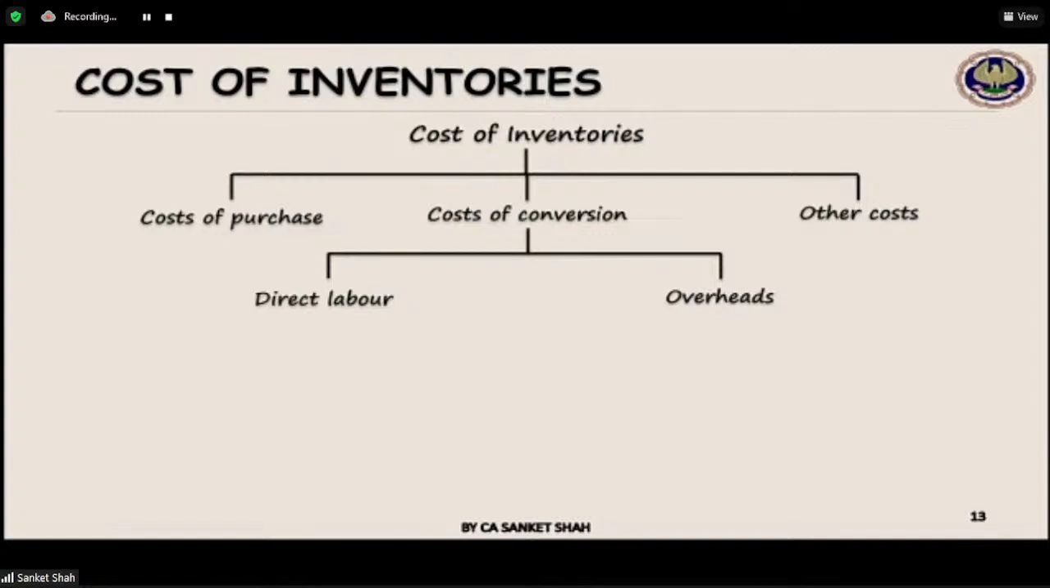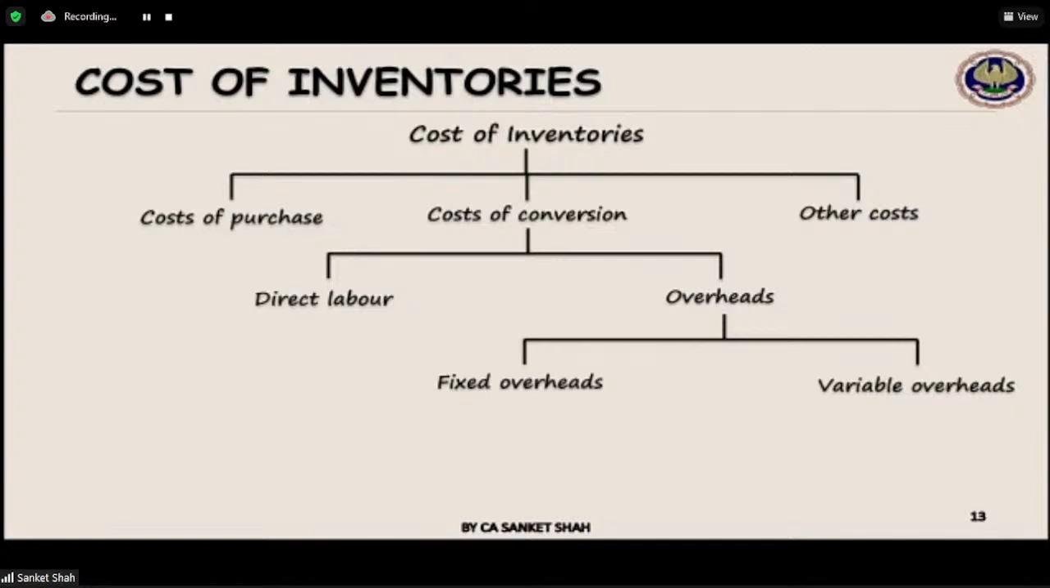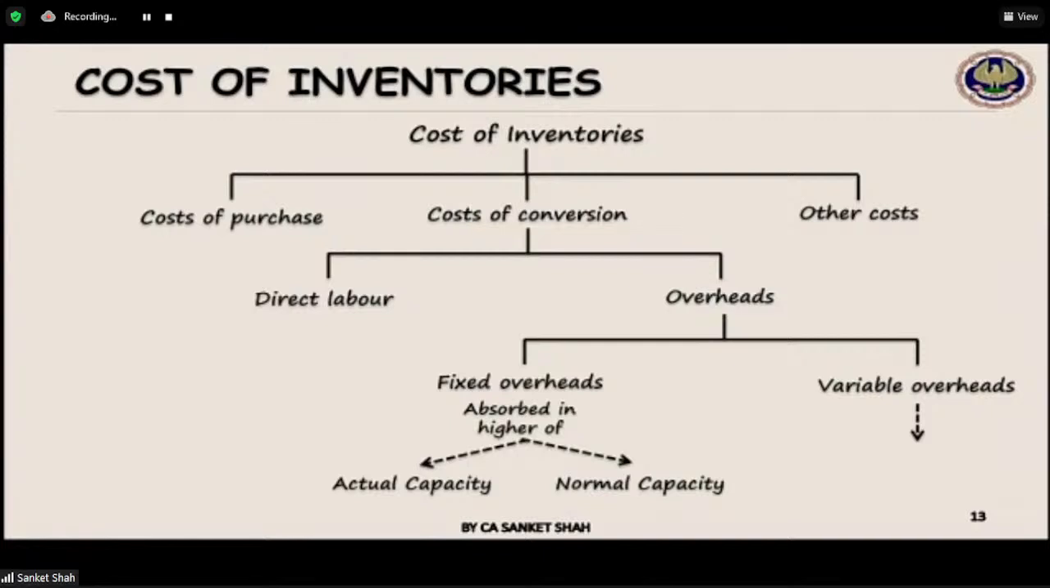Oh yes, cost of conversion is nothing but direct labor plus overhead part, and overheads are divided in two parts: fixed overhead and variable overhead. So this is a very important chart. Fixed overhead we absorb on the basis of the higher of actual capacity or normal capacity, and variable overhead we consider on actual capacity. This is a very, very important chart, my friends. So please take a screenshot of cost of conversion.